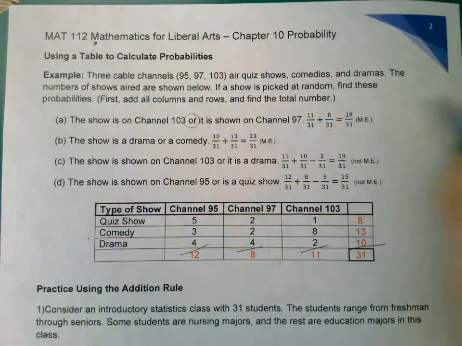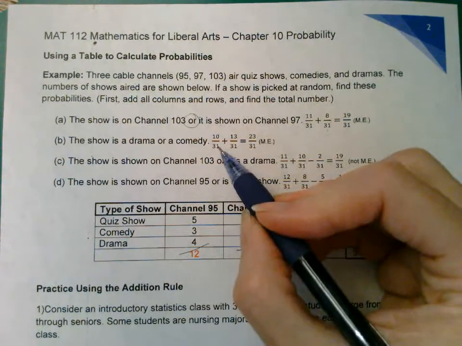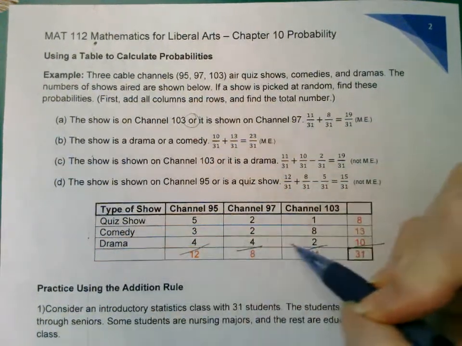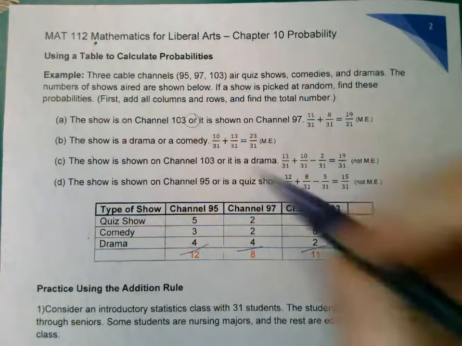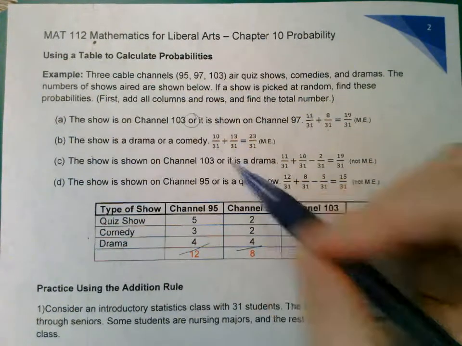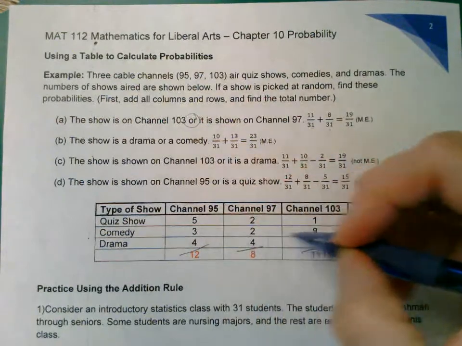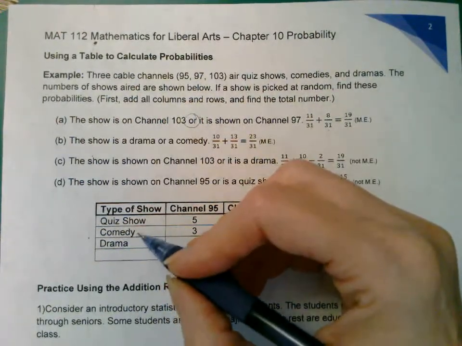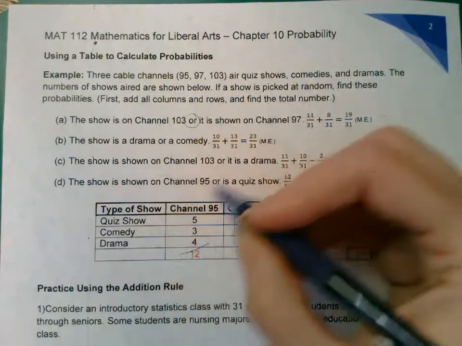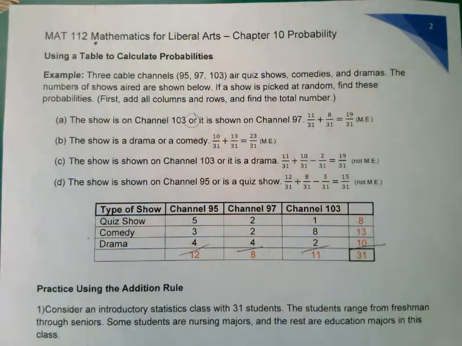So we just add the numerators. Okay. The show is drama or comedy. Drama is this row that adds up to 10. So there are 10 different dramas across the board on all 3. So 10 to choose from when you're picking one. A comedy, there are 13. It can't be a comedy show and a drama show together, so they're mutually exclusive. Therefore, you add the numerators and you get that.